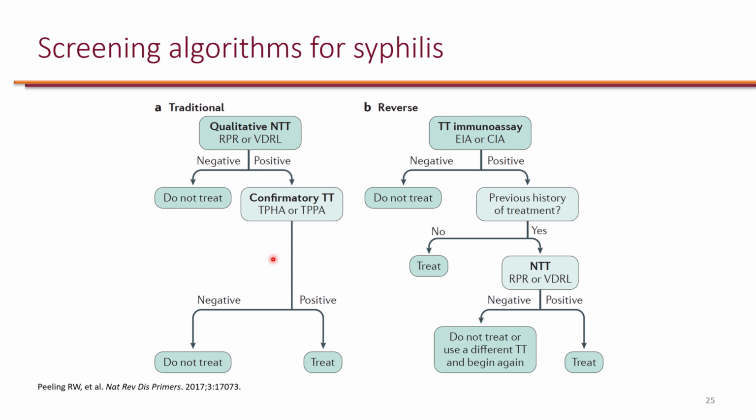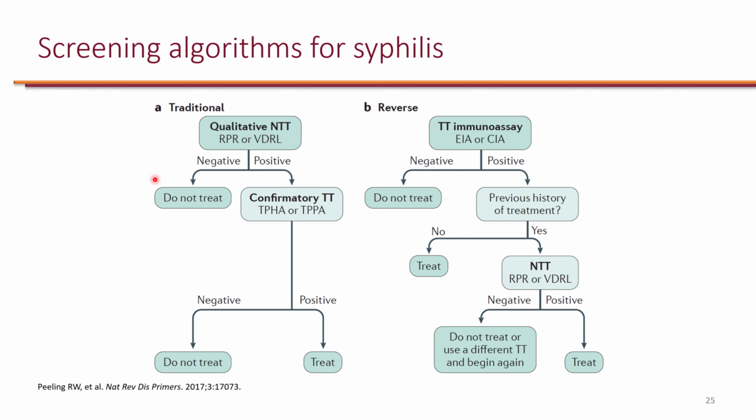And there are two different algorithms for diagnosis. The traditional way is that you essentially start with one of the non-treponemal tests. So in the plasma, it would be RPR. If it's negative, you do not treat. If it's positive, you do a confirmatory test. So you use a second test to confirm it: if you use the non-treponemal test, then you confirm with the treponemal test. If it's positive, you confirm that it is a true positive and you treat. But if it's negative, then you assume that this was a false positive, so you do not need to treat.